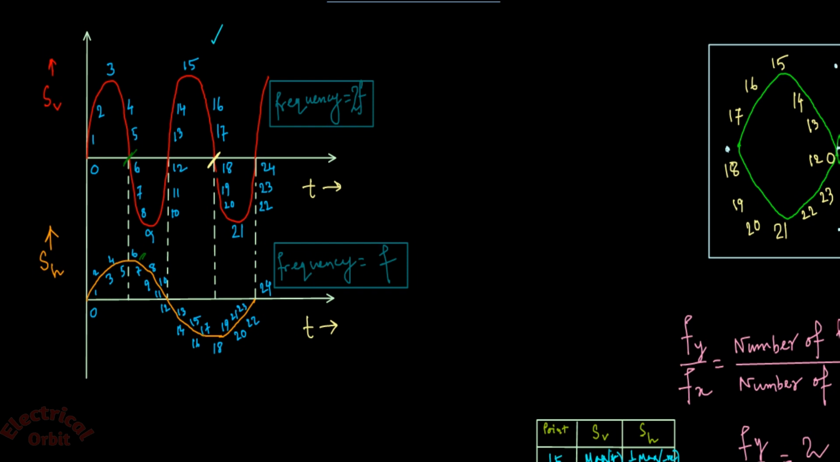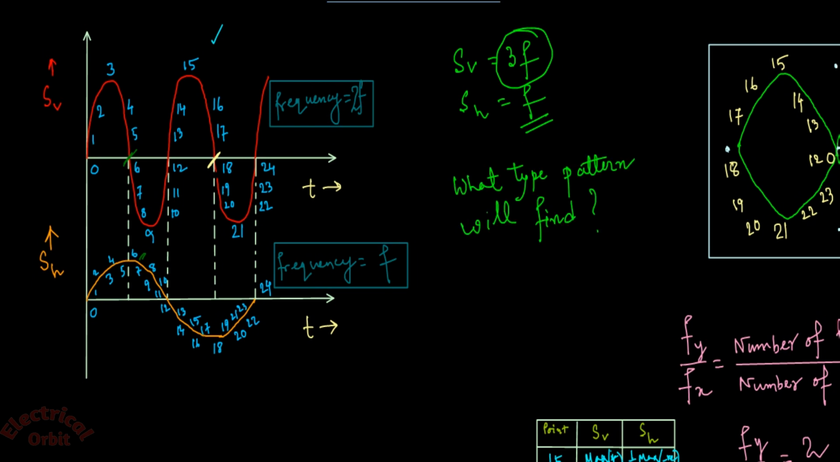Now let me give you a task. If you apply SV equal to 3f and SH equal to f, that means your vertical frequency is 3 times your horizontal frequency, then what type of pattern will you find on the CRO screen? Mention that in the comment section below.